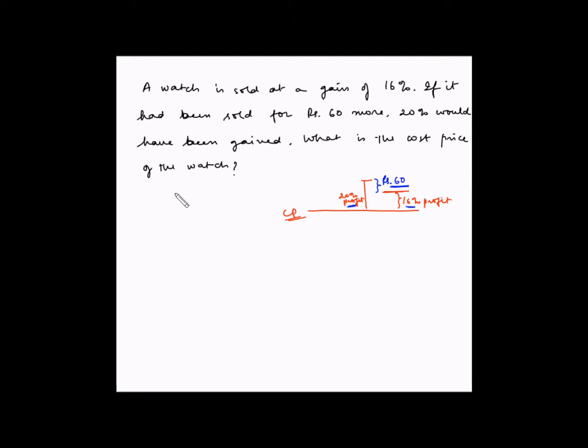So the first way is the difference between these two is rupees 60. So the difference between these two is 20 minus 16, which is 4%. So what this means is the 4% of the cost price is equal to rupees 60. So we can write this as 4% of cost price means 0.04 times CP is equal to 60. So let's say this is 1.